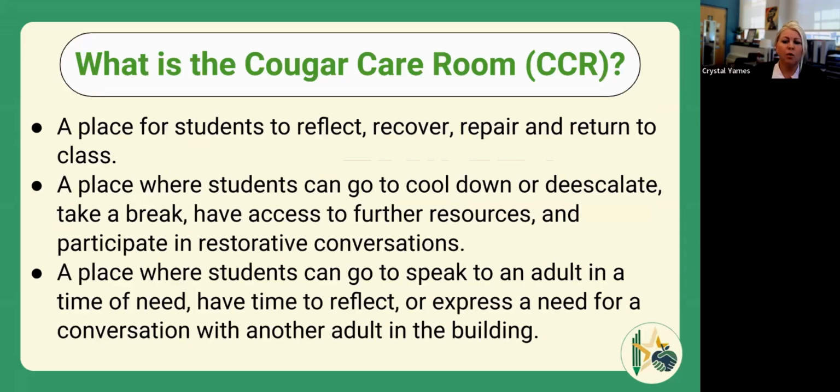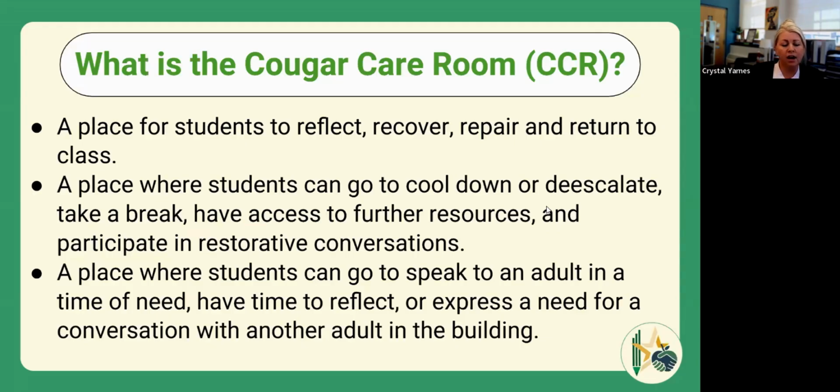All right. So what is the Cougar Care Room? We call it CCR. This is a place for students to reflect, recover, repair, and return to class. The Cougar Care Room is a restorative space. It is not a punitive one. It's a place where students can go to cool down, de-escalate, take a break, have access to further resources, and participate in restorative conversations. It's a place where students can go to speak to an adult in a time of need, have time to reflect, or express a need for a conversation with another adult in the building.